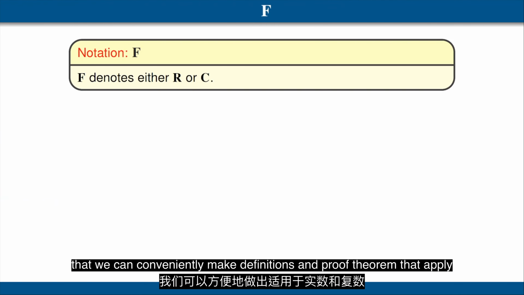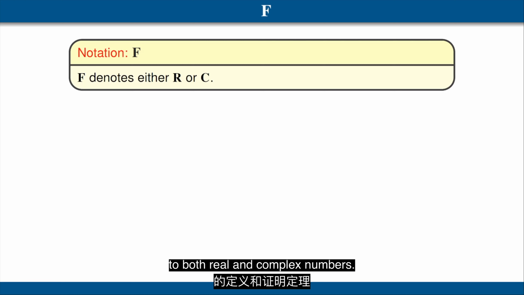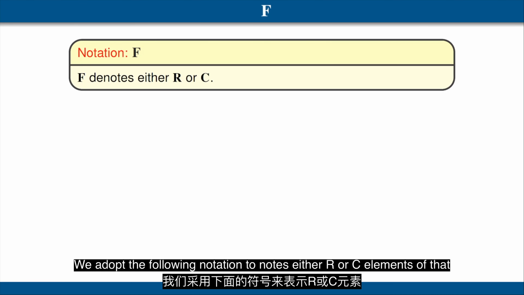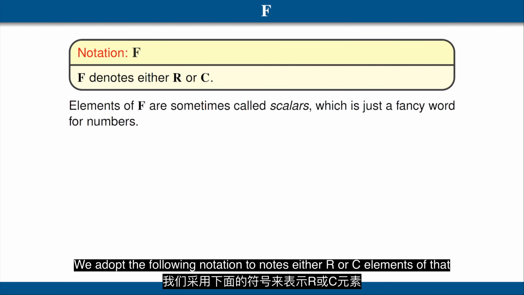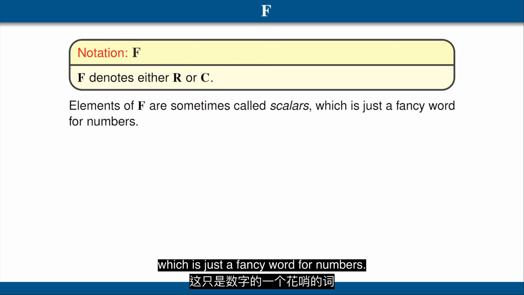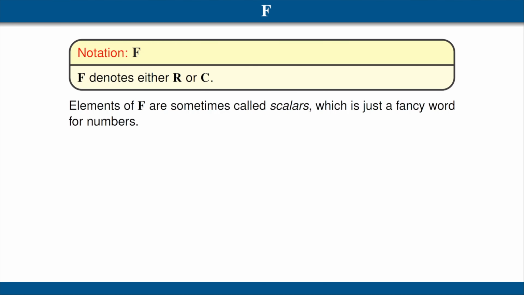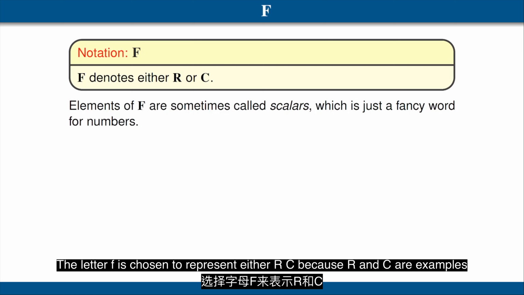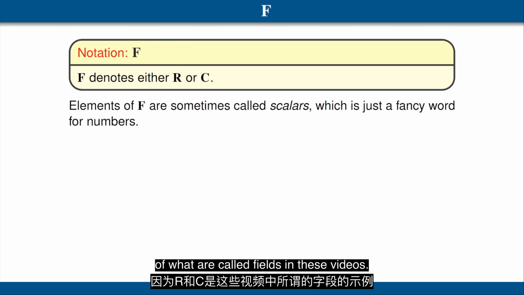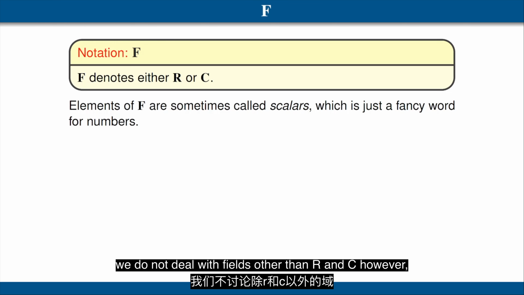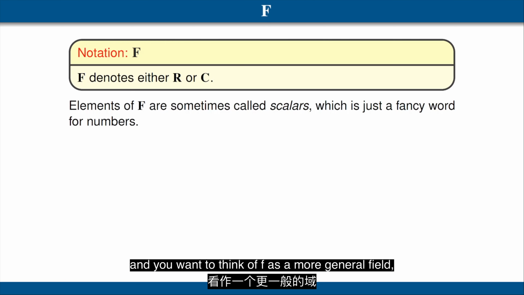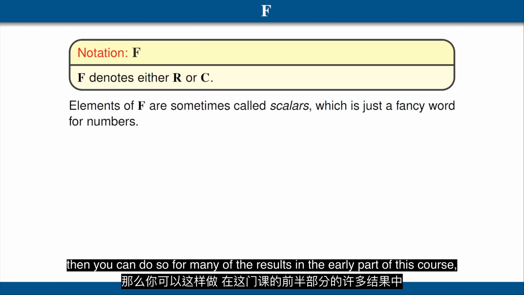So that we can conveniently make definitions and prove theorems that apply to both real and complex numbers, we adopt the following notation. F denotes either R or C. Elements of F are sometimes called scalars, which is just a fancy word for numbers. The letter F is chosen to represent either R or C because R and C are examples of what are called fields. In these videos and in the book, we do not deal with fields other than R and C. However, if you know what a field is and you want to think of F as a more general field, then you can do so for many of the results in the early part of this course.